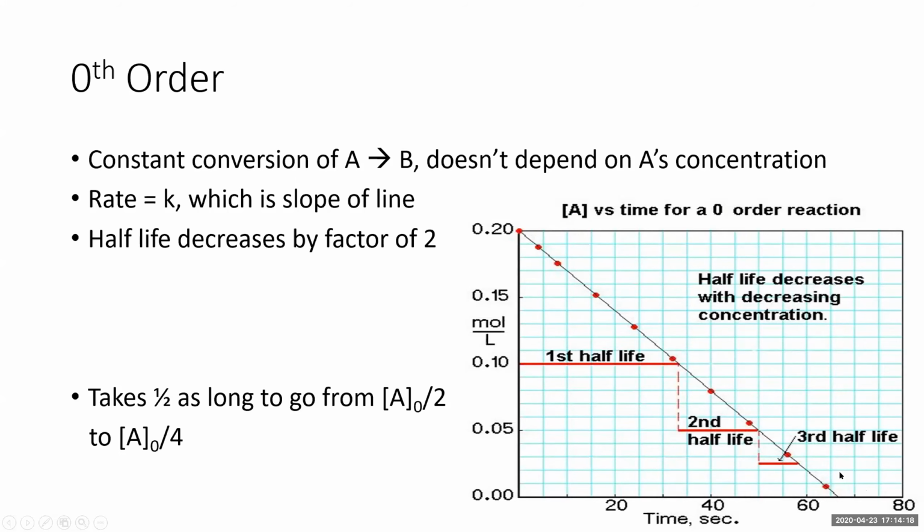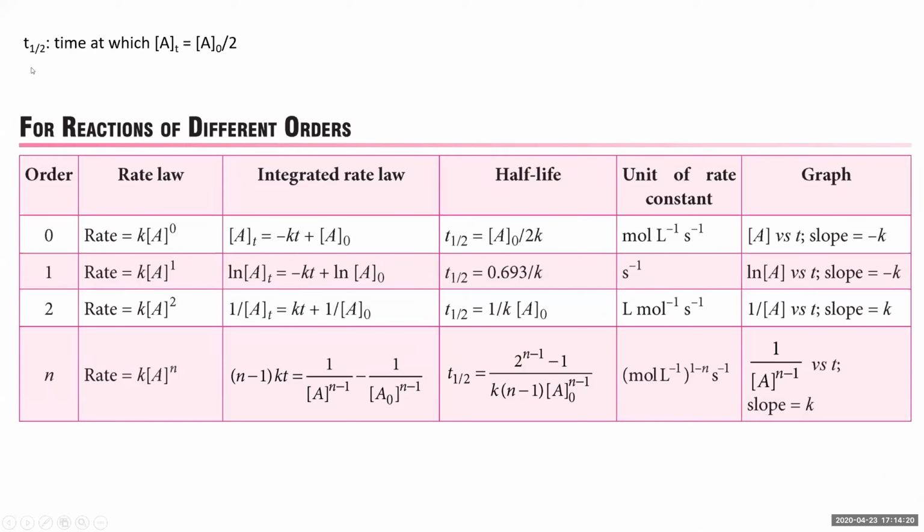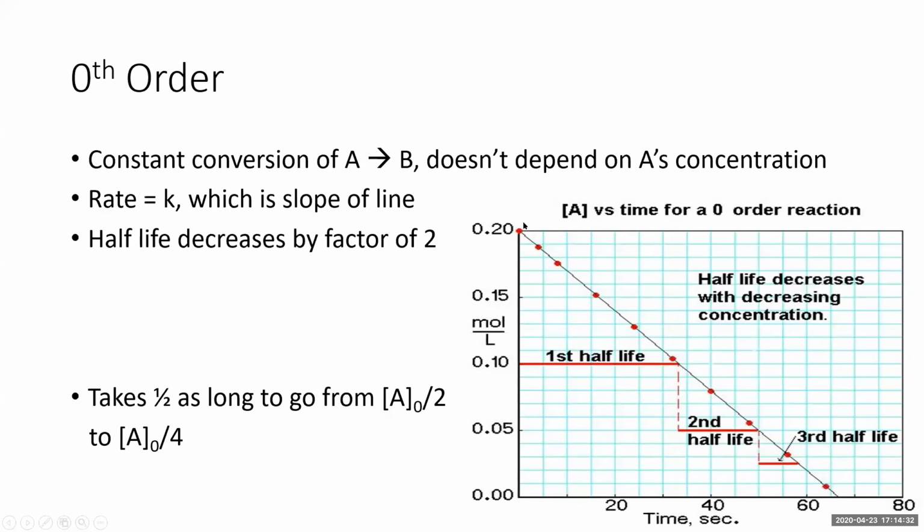There's this idea that I mentioned on the previous slide, which is the half-life. The half-life is basically the time at which the concentration is equal to half of the concentration that it was initially. If you start out with 0.2 moles per liter as your concentration, and then you end up with 0.1, the time at which that occurs is the half-life. Then if you want to compare the next half-life, you look at when it's half of 0.1 moles per liter, so you look at 0.05 here. And you'd see that the amount of time is significantly smaller in a 0th order reaction.